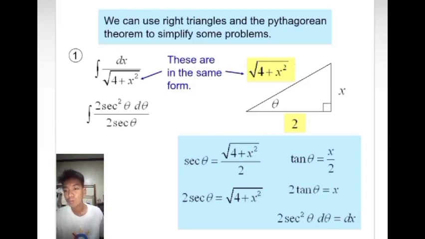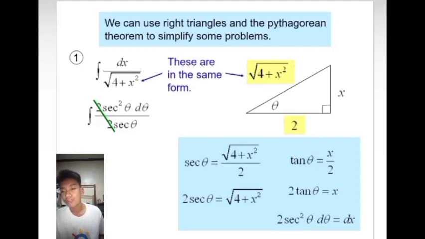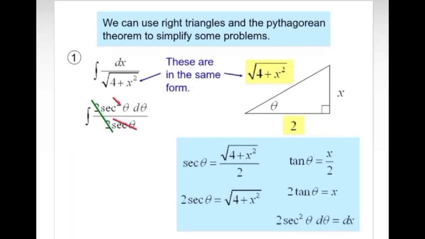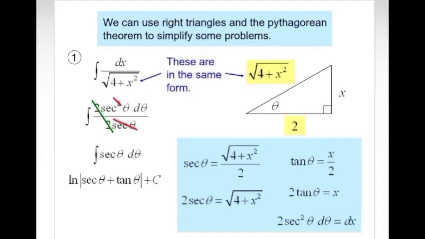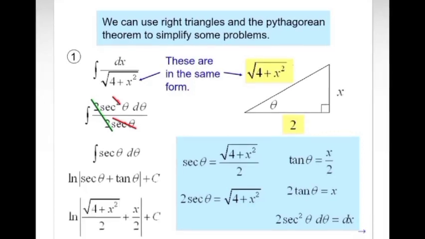The integral of 2 secant squared theta d theta over 2 secant theta. Just simplify the equation. We cancel 2 secant theta, and the integral of secant theta d theta is ln secant theta plus tangent theta plus c. That is ln the square root of 4 plus x squared over 2, which is the value of our secant theta, plus x over 2, the value of our tangent theta, and then add our constant c.